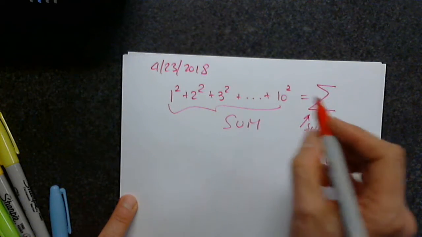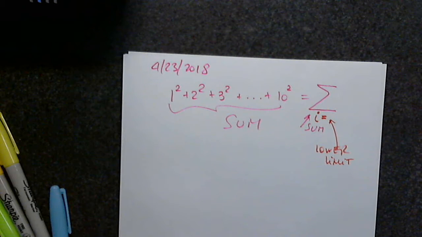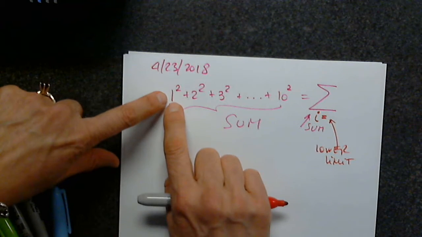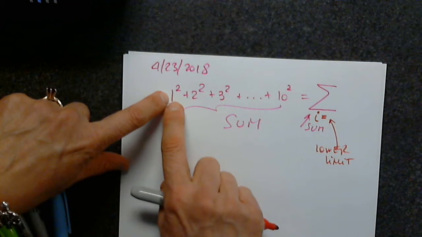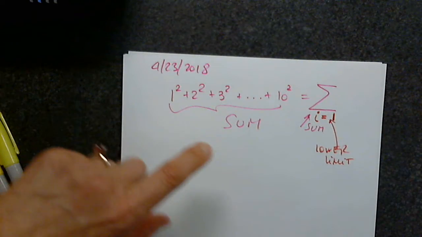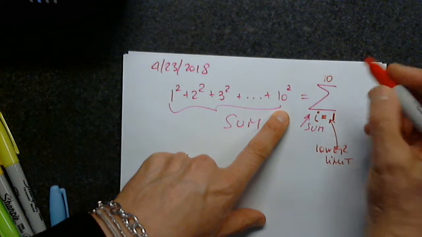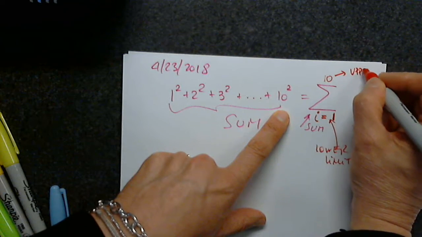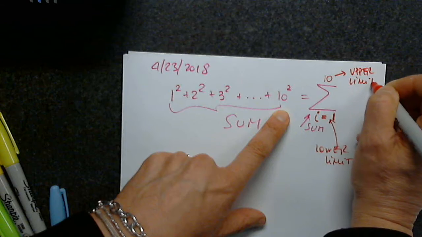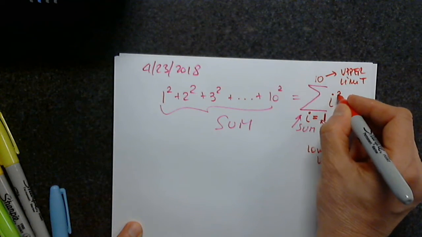Let's say in this case, I can use I, J, K, there are other options. I equals from the first term. How much is the first term? Where do I start? The answer is 1. And where does it go? Up until 10. That is the upper limit. And inside here I have I squared.